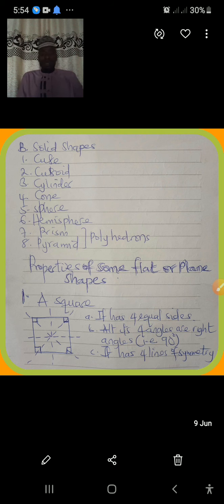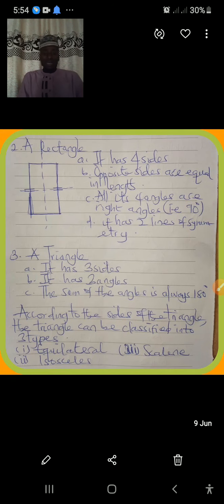Let's now start with the properties. The first one is the square. Square has 4 equal sides. All its 4 angles are right angles. You see right angle, that's 90 degrees. It has 4 lines of symmetry. Line of symmetry is the line that divides a shape into 2 equal parts. So you see that you can divide this shape into 4. So it has 4 lines of symmetry. That is that on that.